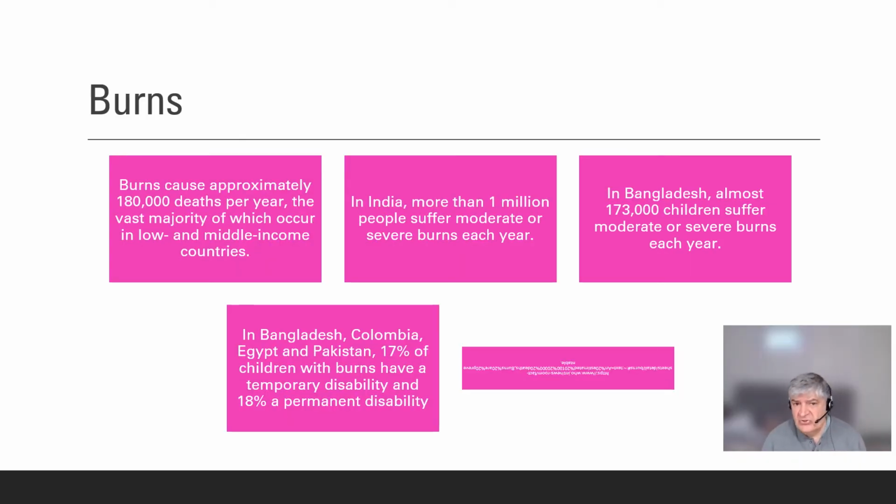Burns cause approximately 180,000 deaths per year. The vast majority of these occur in low and middle income countries. For example, in India, more than 1 million people suffer moderate or severe burns every year, and in Bangladesh it is almost 173,000. In Bangladesh, Colombia, Egypt, and Pakistan, 70% of the children with burns have temporary disability and 80% have permanent disabilities.